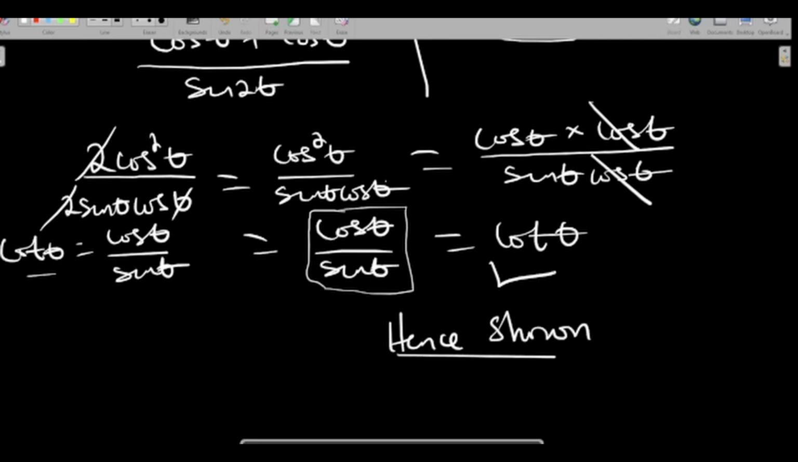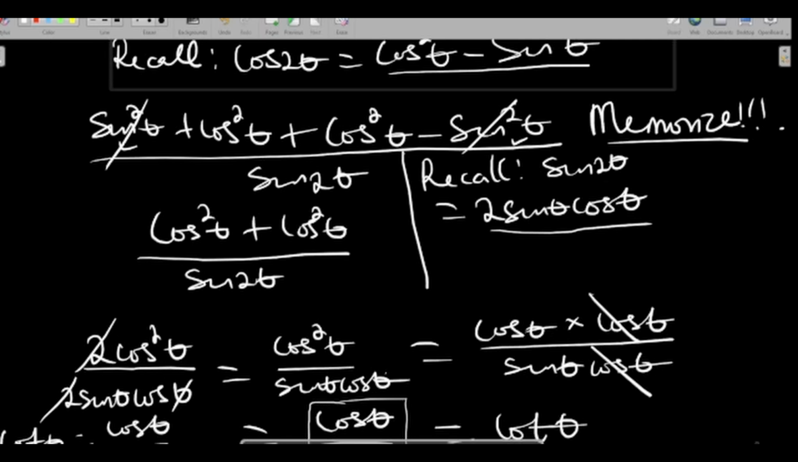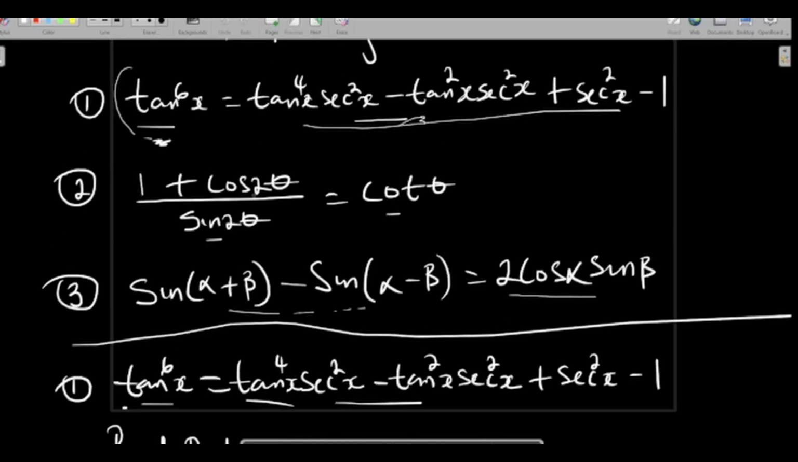All right. Now we are done with the second one. Let's go ahead and prove the third one. The third one here says sine alpha plus beta in bracket minus sine alpha minus beta is equal to 2 cos alpha sine beta. How do we prove this one? Let's see what we can do about it.